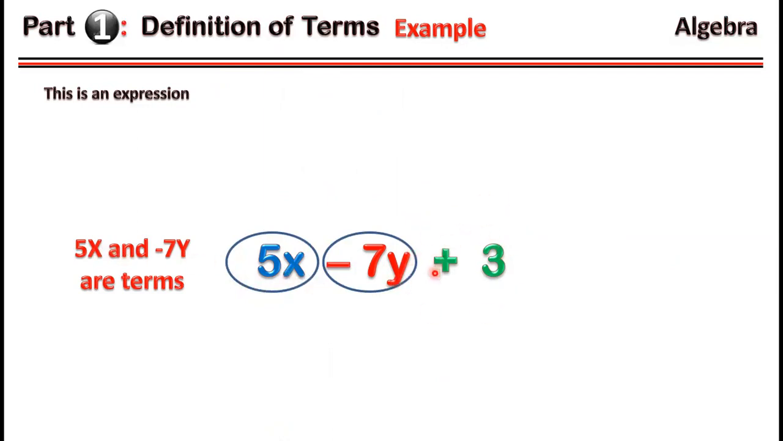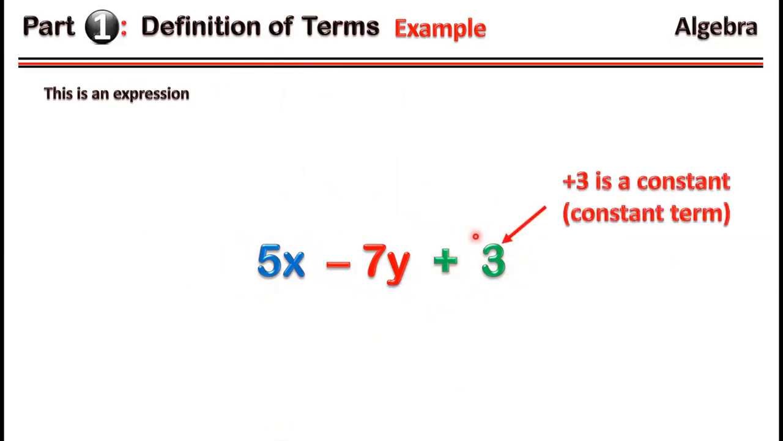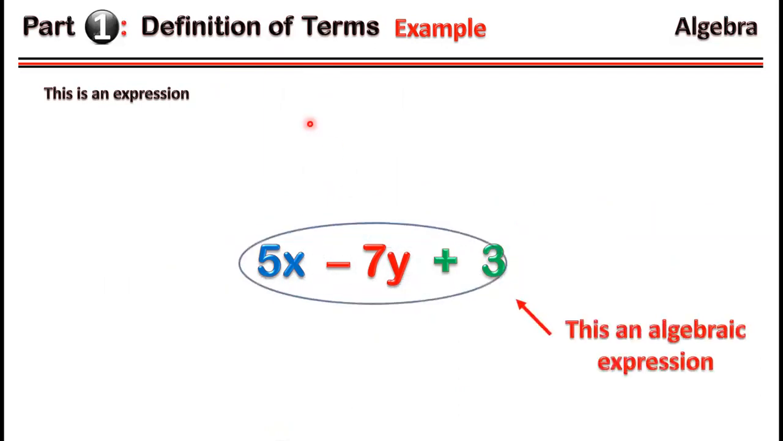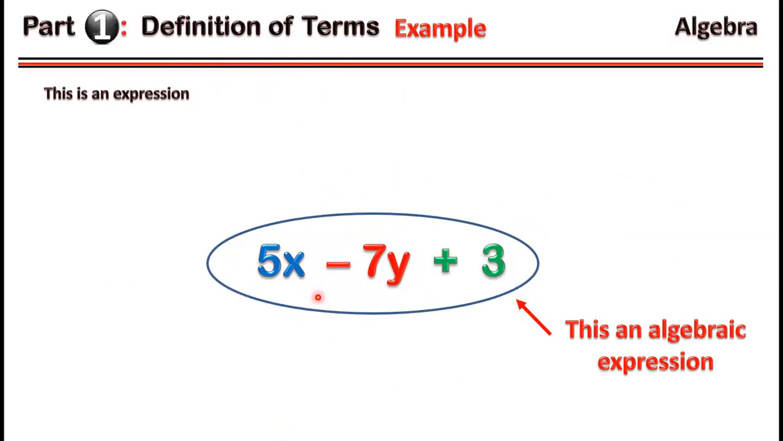Plus 3 is also called a constant term. So it's a constant, or it's also called a constant term. So this all together forms what we call an algebraic expression. So all of this is an algebraic expression because there's no equal to sign, so it's an expression.